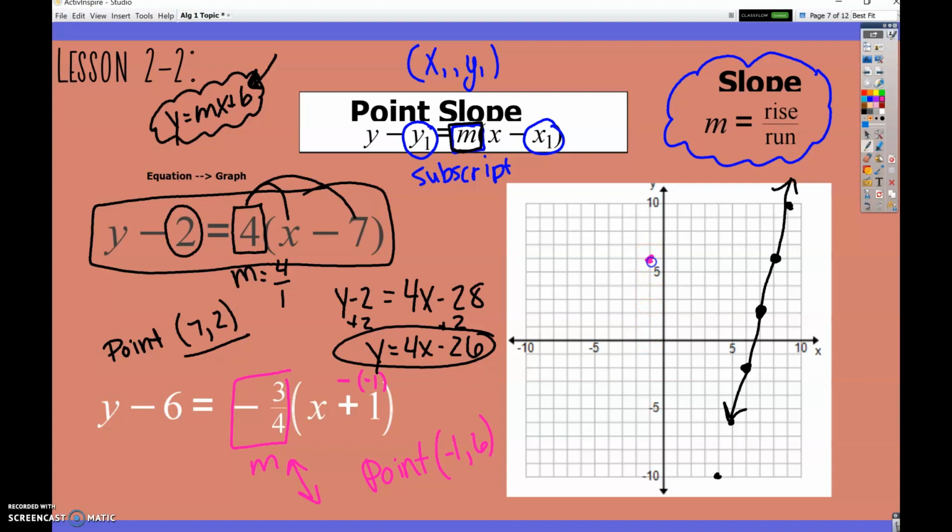So I will plot negative 1, 6, and I will slope rise negative 3 and run 4. Rise negative 3, run 4. And there you'd have your line. Now notice it is possible to rise positive 3 and go left 4. As long as one of them is negative direction, you will have the correct line.